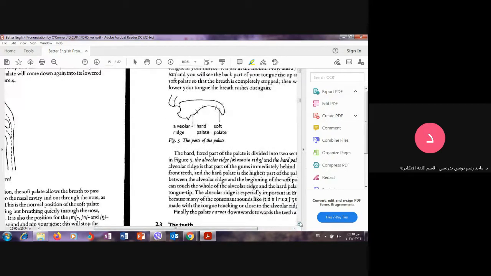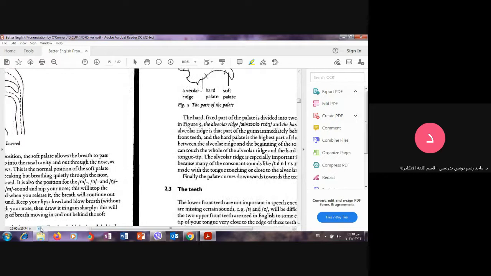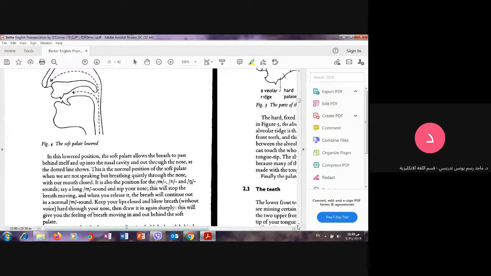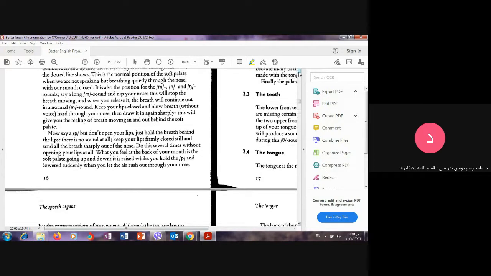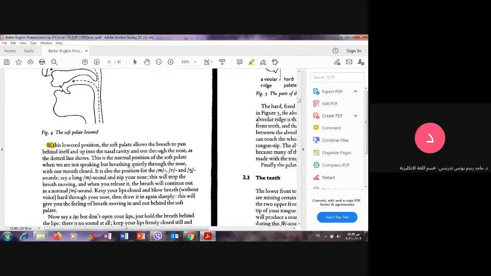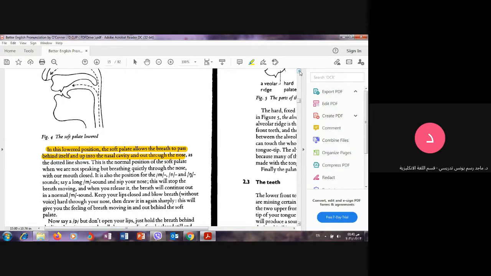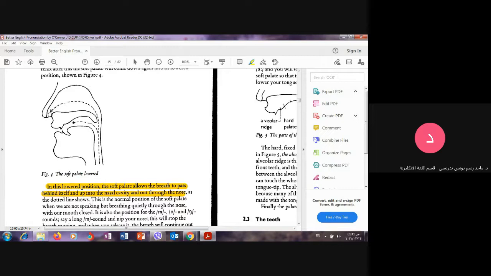Now the second function of the soft palate is when it is lowered. When the soft palate is lowered, as we see here, in the lowered position, the soft palate allows the breath to pass behind itself and up into the nasal cavity and out through the nose. Now this is the second movement for the soft palate. The soft palate here is lowered. If it is lowered, it blocks the air from going out of the mouth, and the air goes out of the nose.